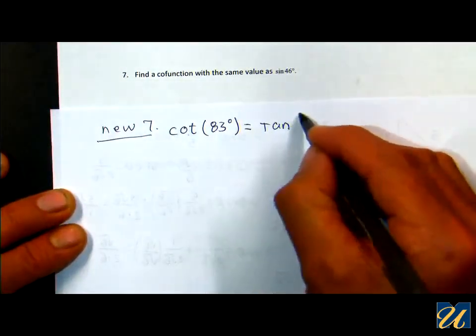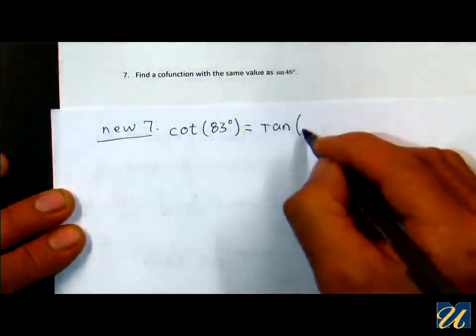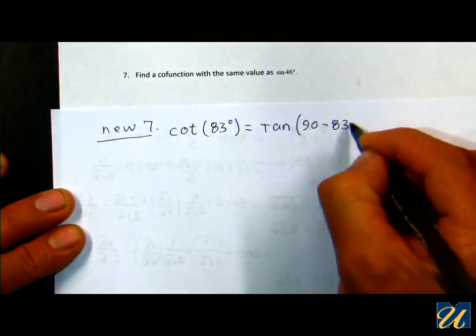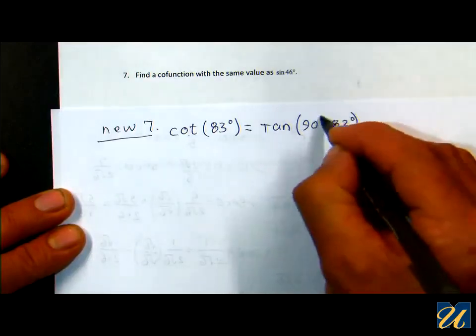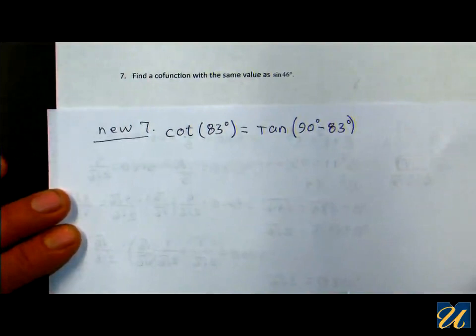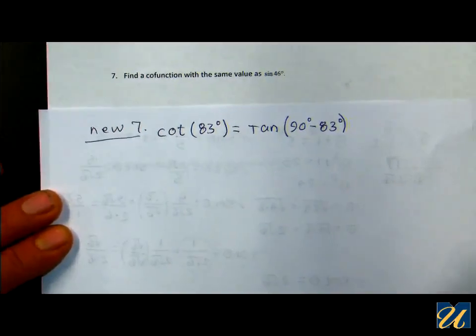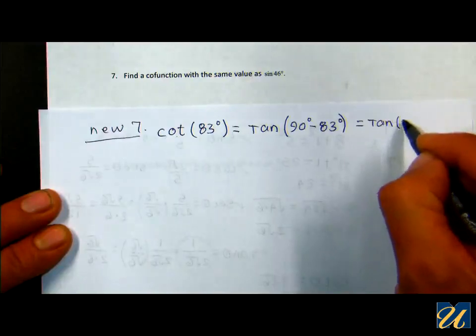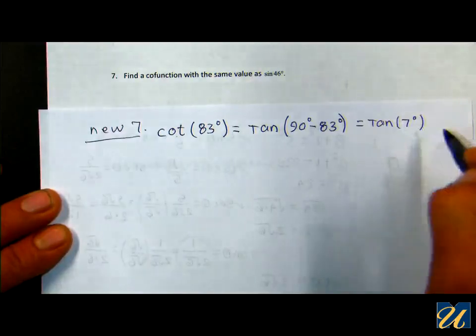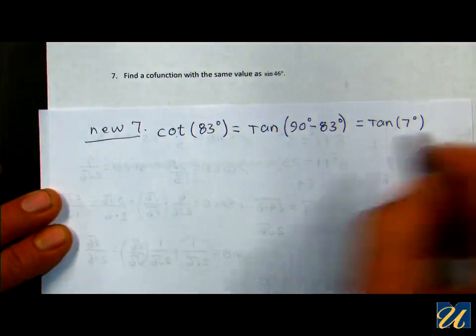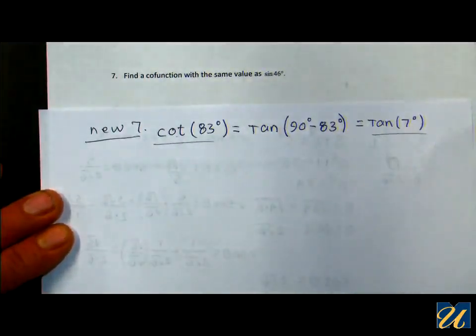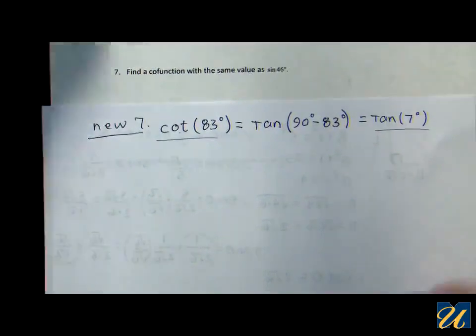Tangent and cotangent are cofunctions. Therefore, the tangent of 90 minus the given angle. I'm using 90 because we are in degrees here. 90 minus 83 is 7. So the tangent of 7 degrees is exactly the same thing as the cotangent of 83. These are exactly the same.